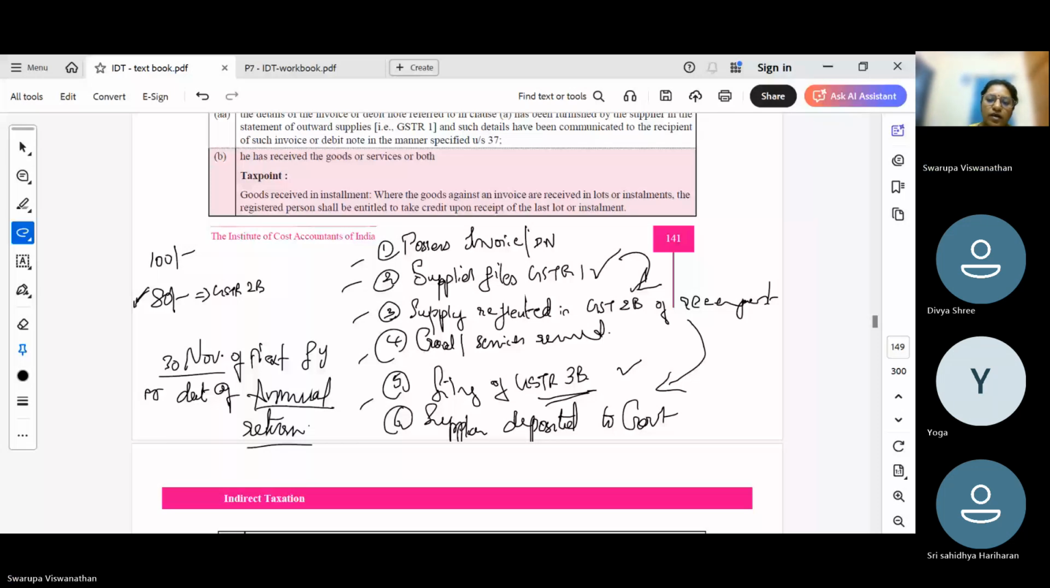So now, because the amount is still not received by government, I cannot take the credit of something that is still not received by the government. So in such situation, we'll have to reverse the ITC that we have taken in our GSTR 3B in the upcoming return, along with interest for that particular time period for which credit has been taken. Okay, so if the supplier has not paid, then later on you will have to reverse the credit.